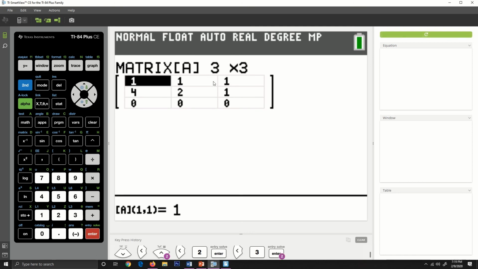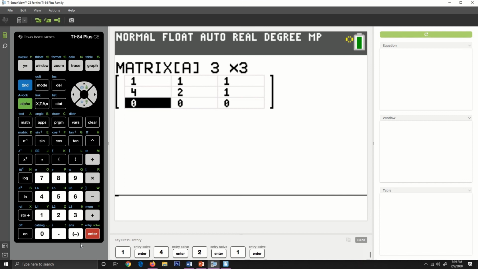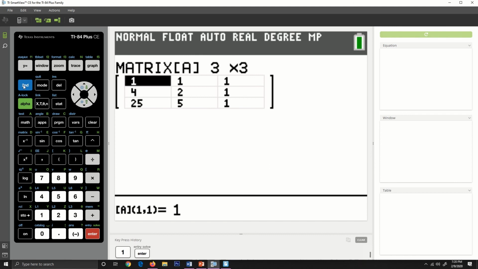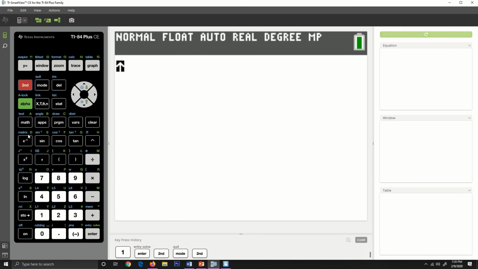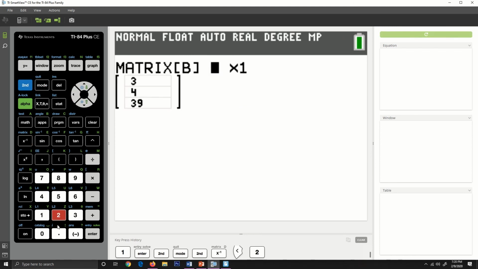So entering those coefficients, it was 1, hit enter, 1, hit enter, 1, hit enter, and then the next one was 4, 2, and then 1. And the last one was 25, 5, and then 1. And so now we want to quit. We want to do that again. So second matrix, we want to go over to edit. We're going to hit 2 this time.